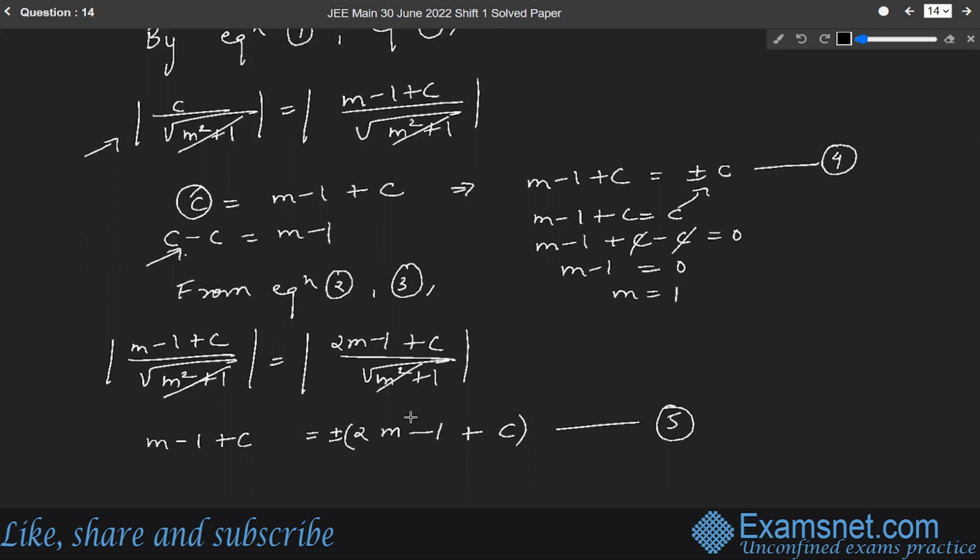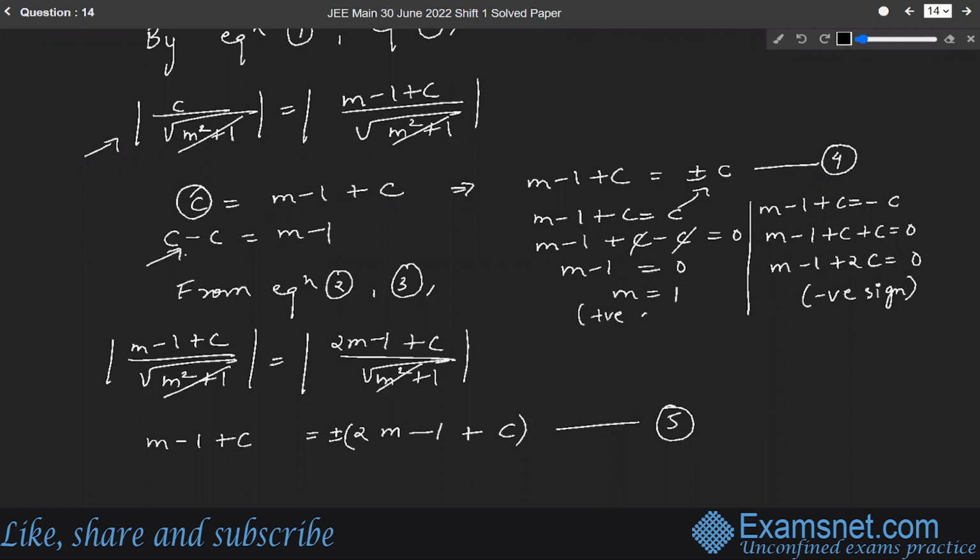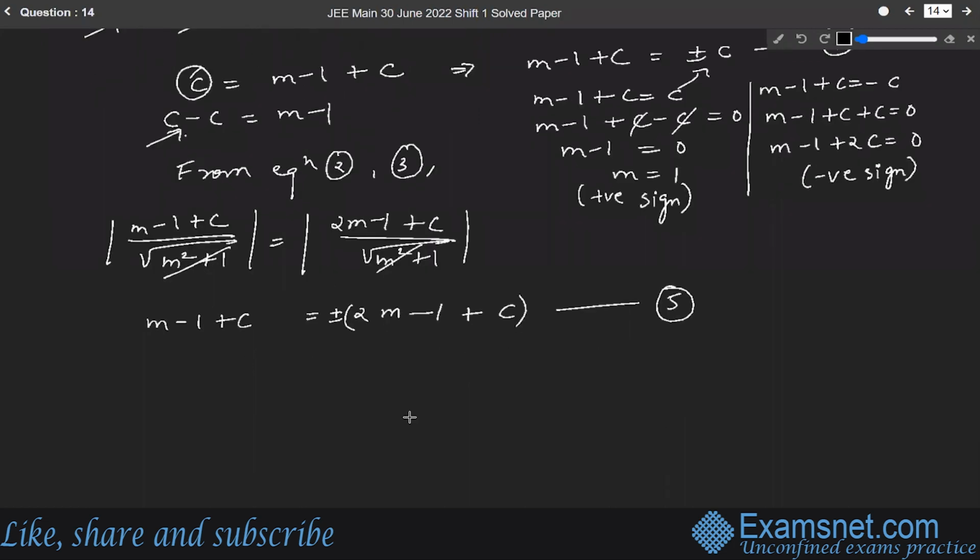m will be 1. And similarly, when we take negative c, we have m minus 1 plus c is equal to minus c, right? So m minus 1 plus 2c is equal to 0. This will be the condition when we take the negative sign. And the earlier one is the condition when we have taken the positive sign. Now similarly, for equation 5, let us take both the negative and positive signs.